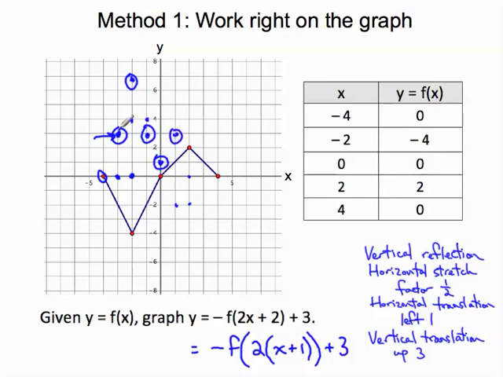Now we connect them in the same order that they were connected before, which is going to look a bit like that. And that would be our drawing of our new function. Don't get thrown off by the little arrow on the left. So that would be our transformed function. This is now the graph of negative f(2(x + 1)) + 3. In the next video, we'll look at another method of transforming the function to get this end picture.